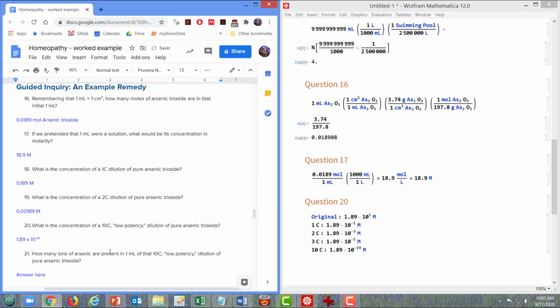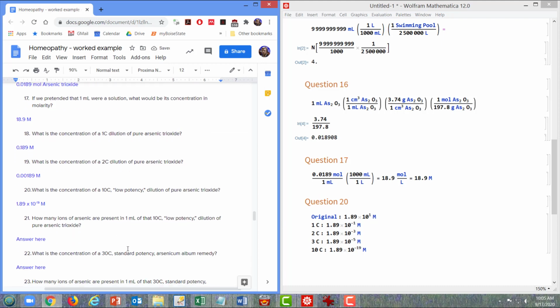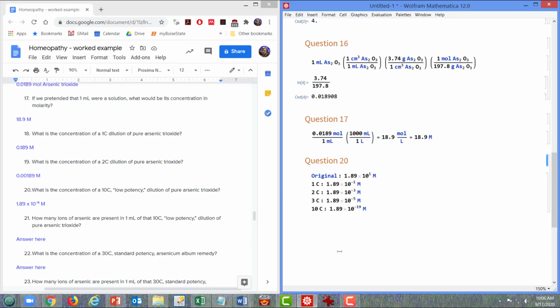Turn off superscript. Molar. All right. How many ions of arsenic are present in 1 milliliter of that 10C low potency dilution of pure arsenic trioxide? Okay, this is again just dimensional analysis.